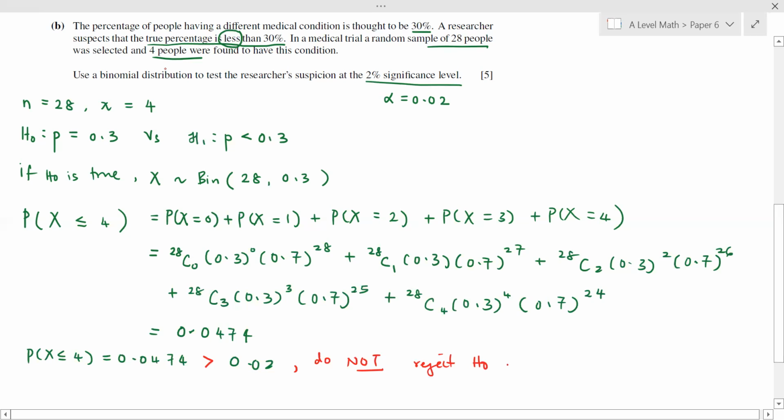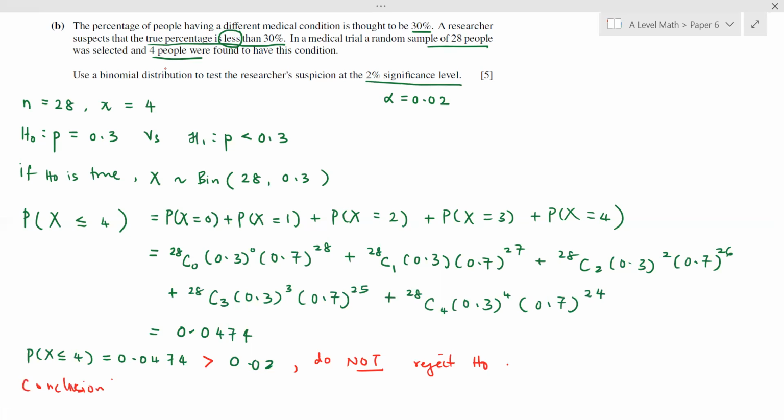That is the decision. And then you need to write a conclusion. The conclusion states that there is not enough evidence to indicate that the alternative hypothesis is true. You always conclude in terms of the alternative hypothesis. So there is not enough evidence to conclude that the true percentage is less than 0.3. That is how you write down your conclusion.